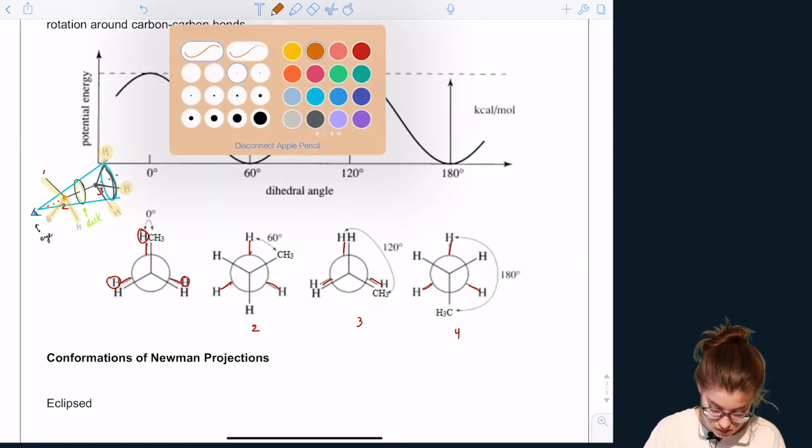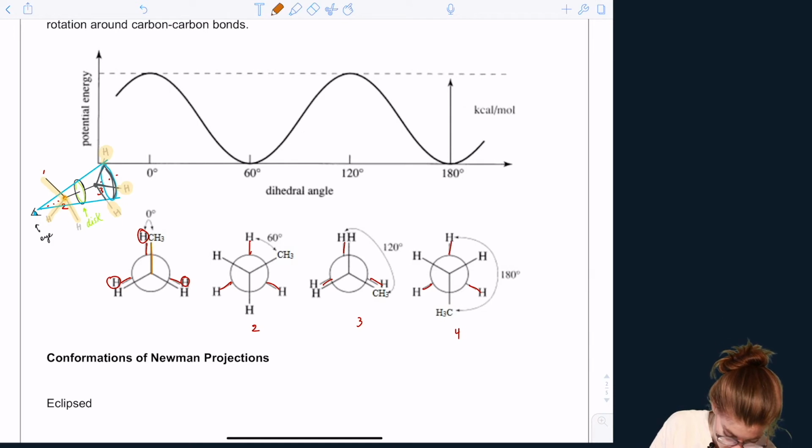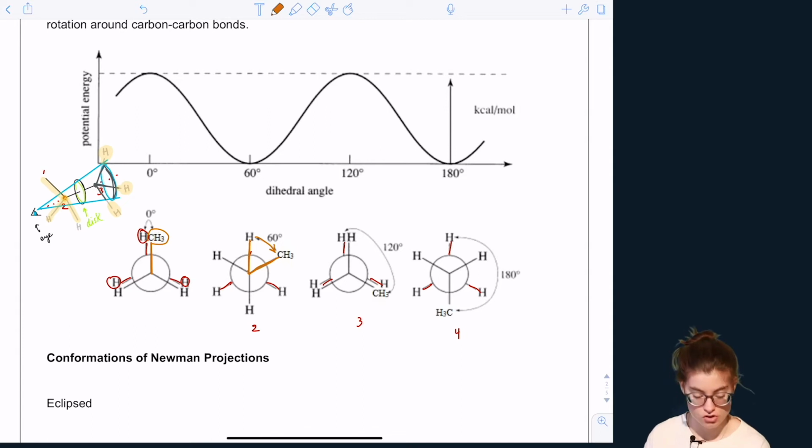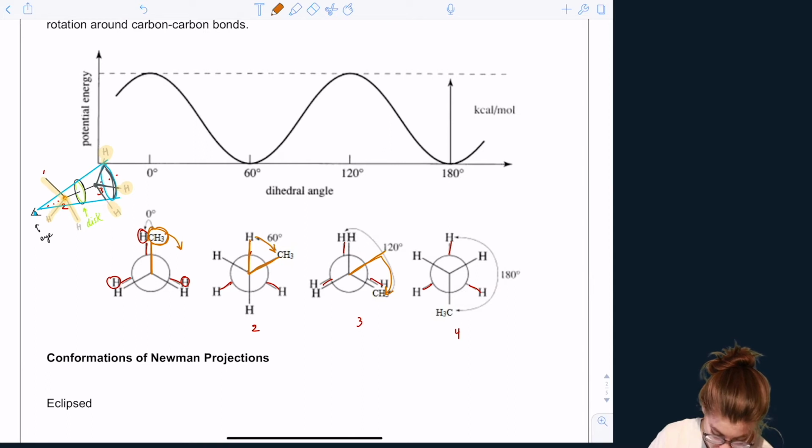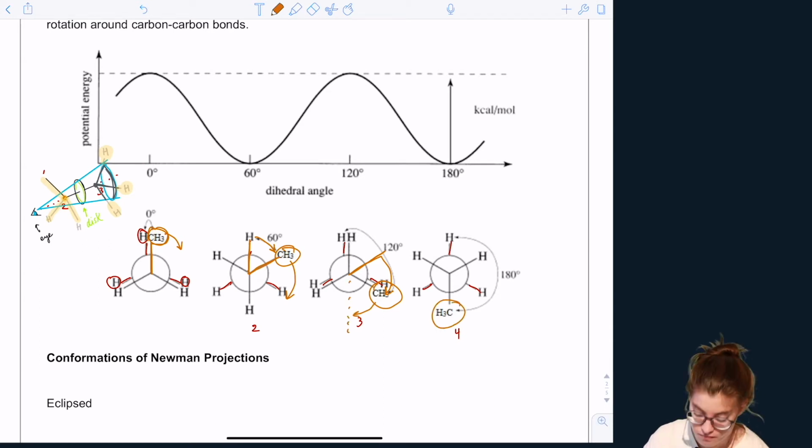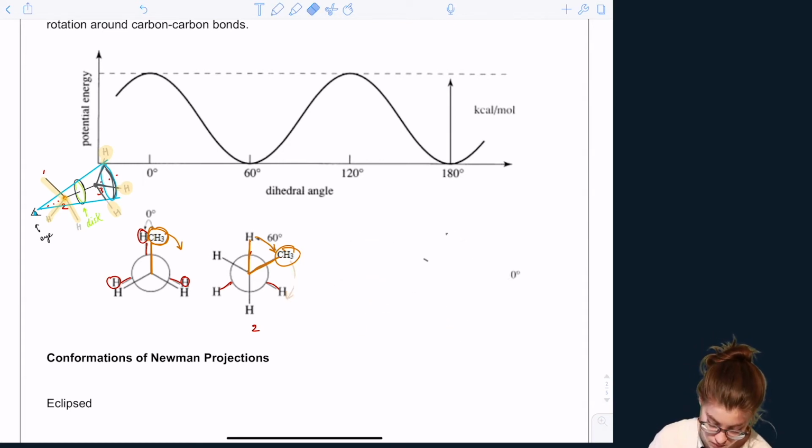What moves is the front carbon, because here the front methyl group is going straight up, but here it has moved 60 degrees from its original position. Okay, we took the methyl group and we moved it down 60 degrees. If I move it another 60 degrees, now it's here. I can move it another 60 degrees, it'll be right here, and I can continue to do this all the way around.